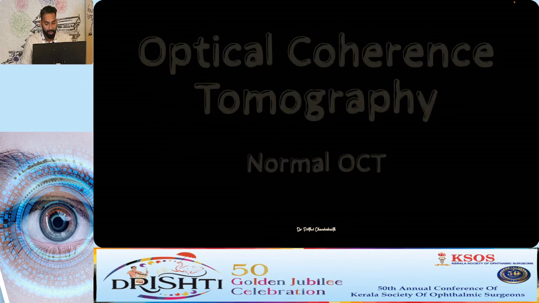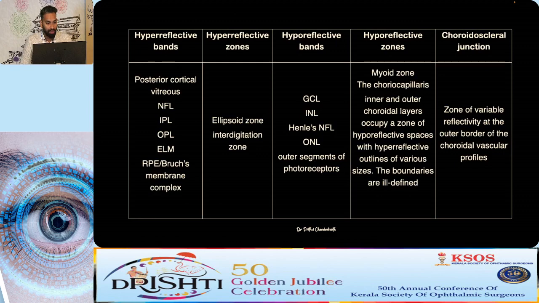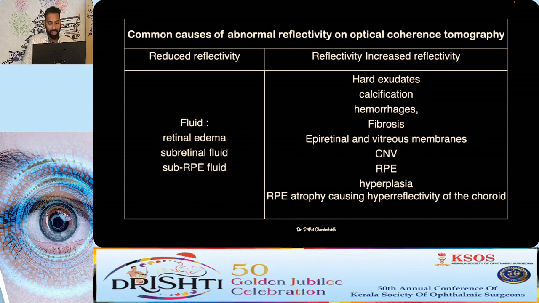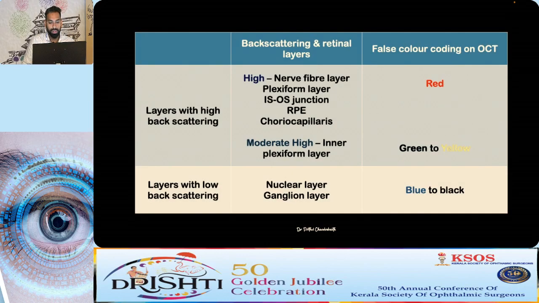So going for the normal OCT, like I said, first we need to know what are the hyperreflective bands. As you can see, all these are noted here: hyperreflective zones, hyporeflective zones, and choroidoscleral junctions. So these are all the things which fall under it. And then the other classification which you need to know is reduced reflectivity and increased reflectivity. So these are all the things which you see in the OCTs. Once you know about this, it will be easier when you see a scan.